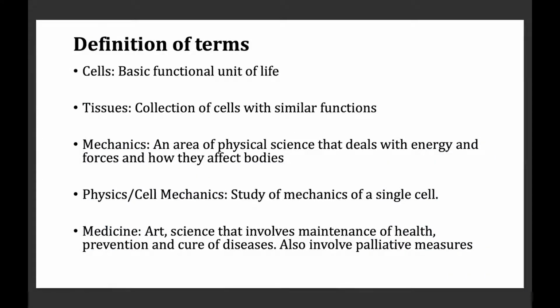So, these are the basic terms used in the research. We all know cells, tissues, mechanics. Then the new term that we are now using is what we refer to as cell mechanics. Then we know or understand what medicine is. As we all know, the cell is the basic unit of life upon which all other things are built together to form. From the cells, we have the tissues. From the tissues, we have the organs, then the organ system, up to an organism.